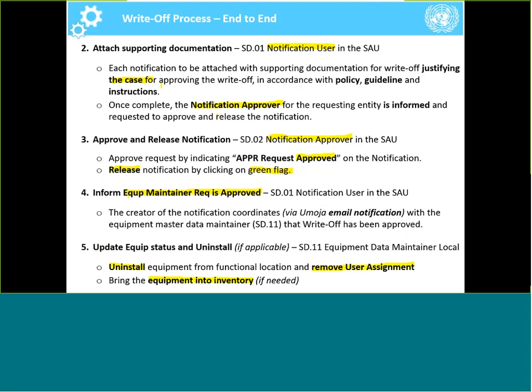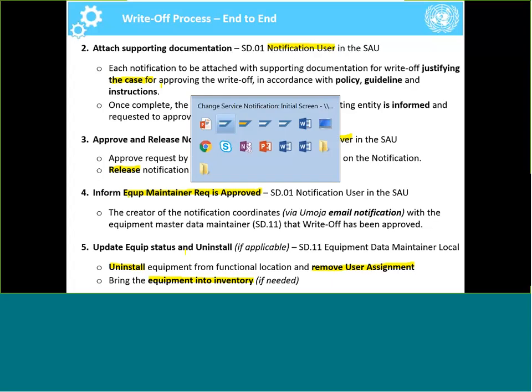Okay, so if you need to manage the equipment in the warehouse, with the write-off notification, you need to bring the equipment back to stock to manage it in the warehouse. At this stage is where the equipment will have to be moved back into the inventory. Okay. So all this communication has to be done via email or within the system. But then how the equipment master maintainer will do the uninstallment and remove the user assignment. Okay.